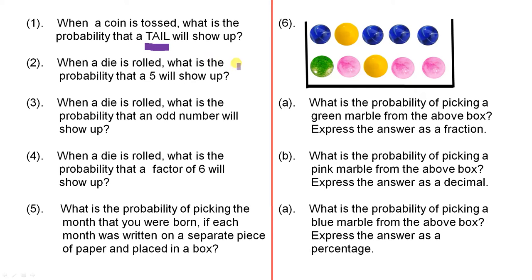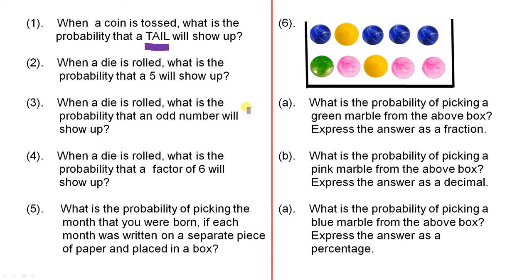Number two, when a die is rolled, what is the probability that a 5 will show up? So picture the die in your head, which is singular of dice. What are all the possibilities on that die? And then we have to work out the probability that this number will show up.